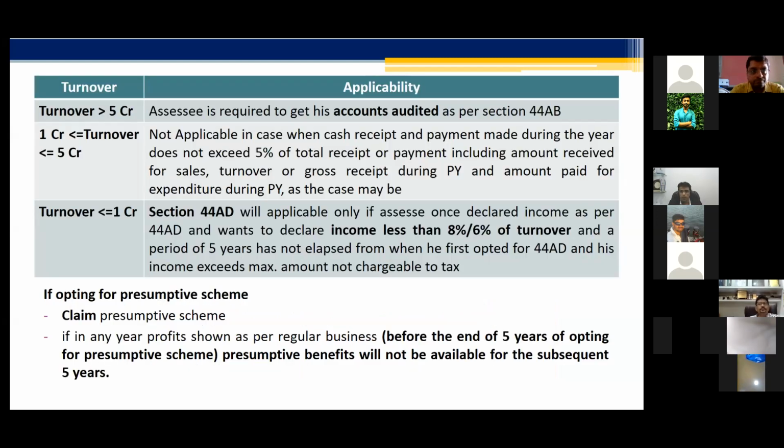Applicability of tax audit. Section 44AB is the section under which the tax audit has become mandatory under the Income Tax Act.